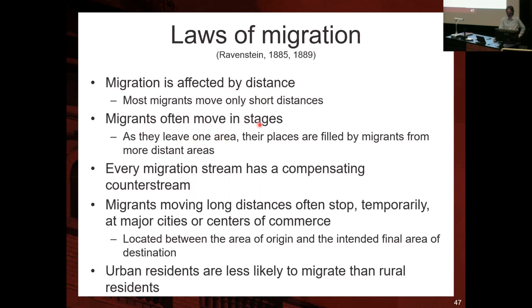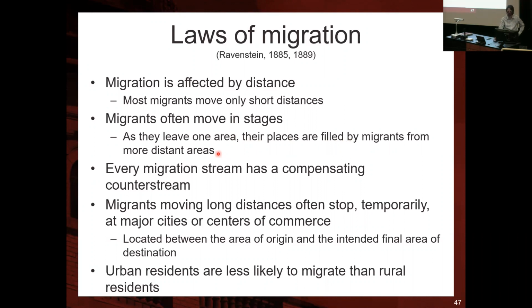Migrants often move in stages. As they leave one area, their places are filled by migrants from more distant areas. So people migrate from rural areas, and then they might migrate to a mid-sized area, and then they might migrate to a big-sized area. So there are different stages of migration, and as they leave specific areas, it opens the door for other people to come in.